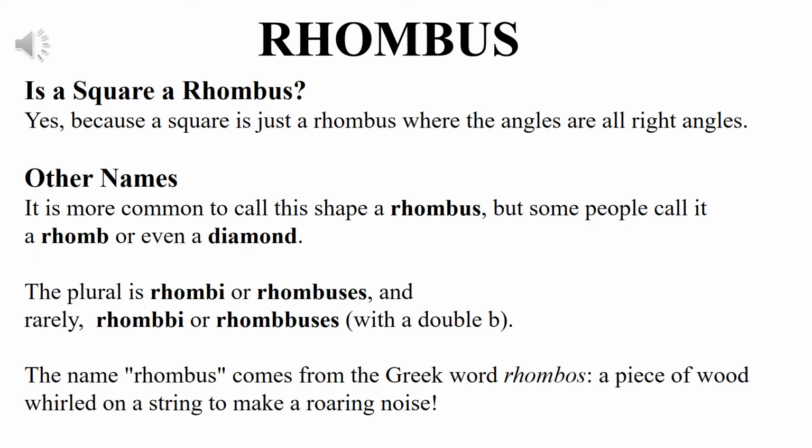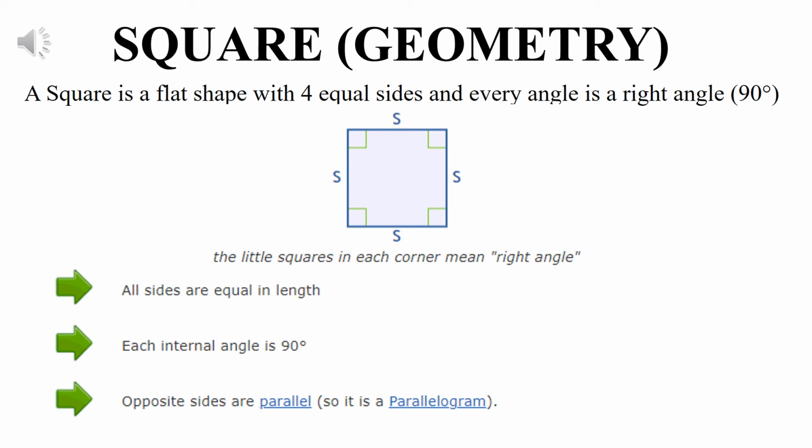The name rhombus comes from the Greek word rhombos, a piece of wood whirled on a string to make a roaring noise. Square geometry. A square is a flat shape with four equal sides and every angle is a right angle or 90 degrees. All sides are equal in length. Each internal angle is 90 degrees. Opposite sides are parallel, so it is a parallelogram.